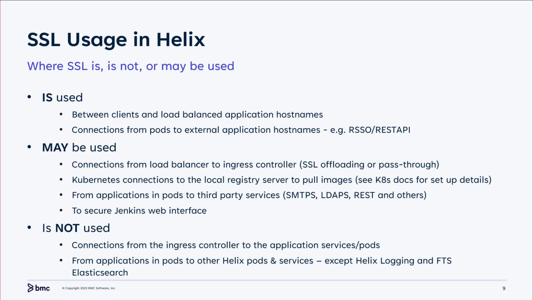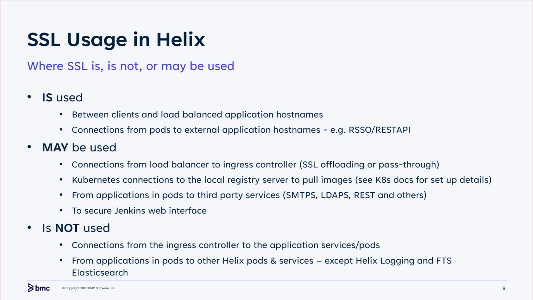There are a couple of places where it's not used. So connections from the ingress controller to the application pods themselves. Remember, the incoming requests come into the load balancer, which sends them to the ingress controller. By the time they leave the ingress controller, they are decrypted. So the actual applications themselves generally don't run SSL enabled. The encryption is handled external to that, either by the load balancer or by the ingress controller. And so the traffic that passes from the ingress controller pods onto the applications is unencrypted.